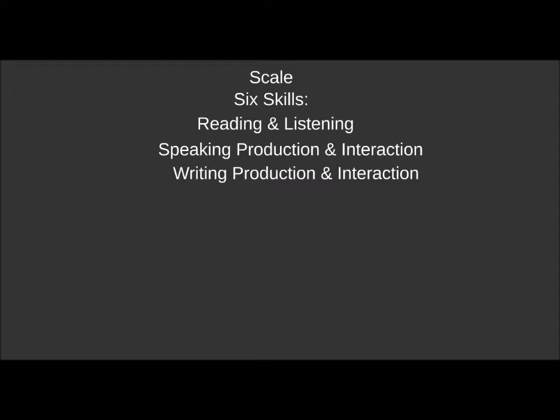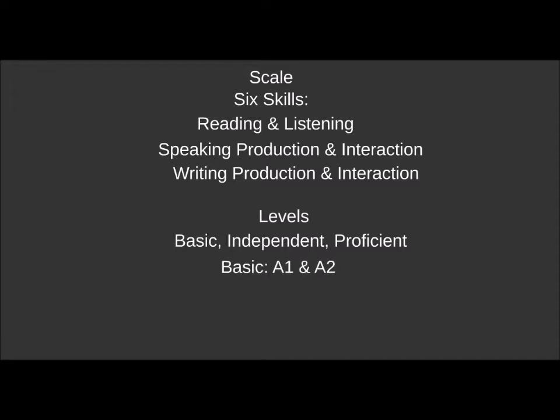Each one of these 6 scales is then compared at different levels. There's 3 basic levels: basic, independent, and proficient. Each one of these is divided into 2 subsections, and these are labeled A1 and A2 for basic, B1 and B2 for independent, and C1 and C2 for proficient.